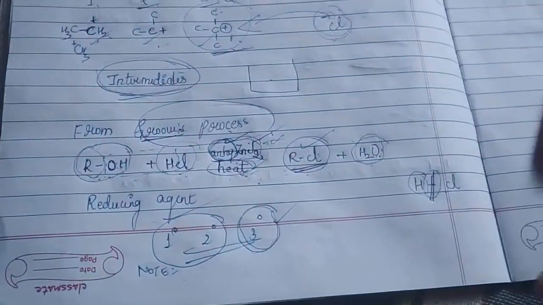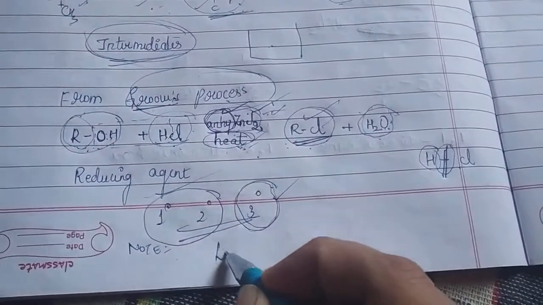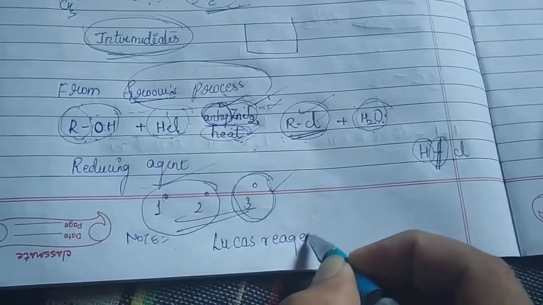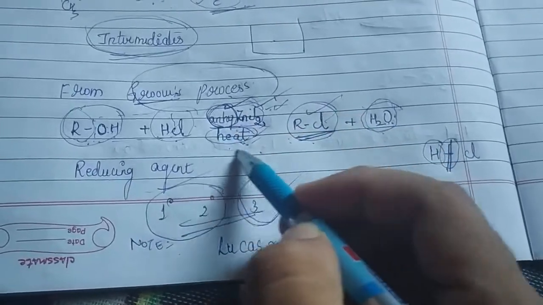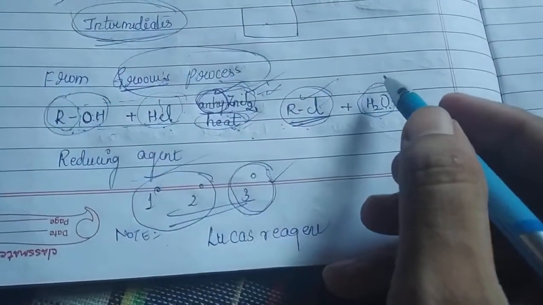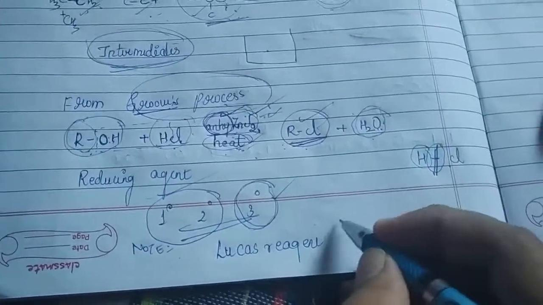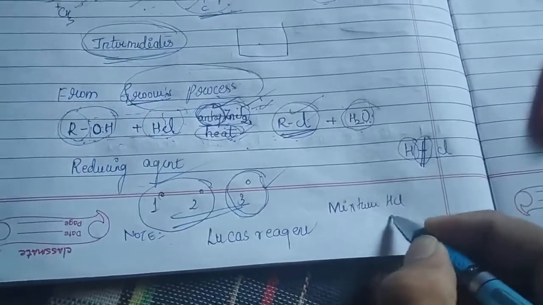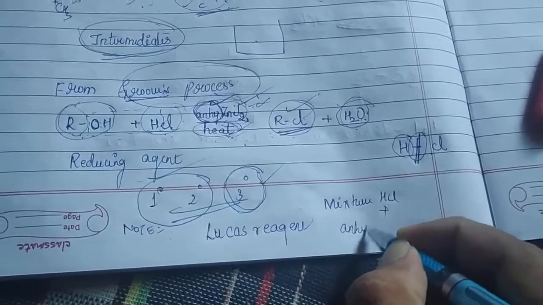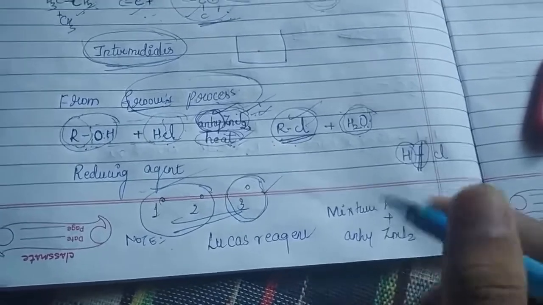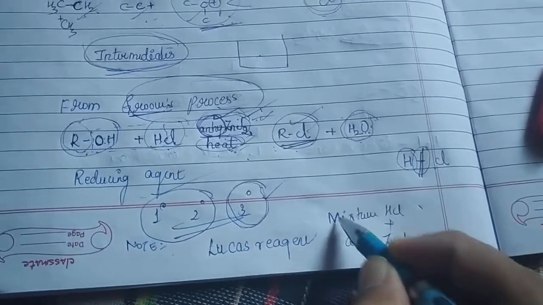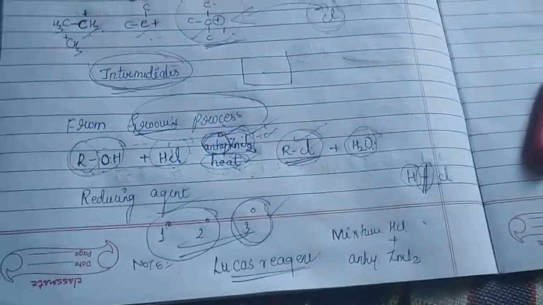So this is an important process which is called Groove's process. Remember, one of the most important things I have to mention over here: whatever additional part we are adding, anhydrous zinc chloride, the mixture of HCl plus anhydrous zinc chloride, whatever we have used here as a reactant, that mixture is called the Lucas reagent.